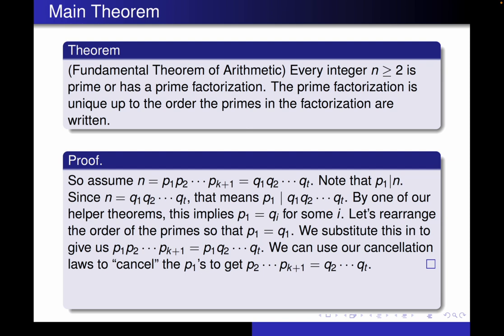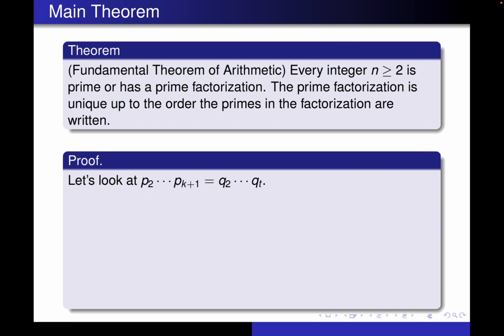And then we can use our cancellation laws. Remember, we had a cancellation law using some factorization techniques that meant when we had the products on both sides, if we had a common factor, we can cancel it out. So we're going to cancel out the p1s on either side to get p2 through p(k+1) is equal to q2 through qt. So let's look at that product. The left-hand side of the equation used to have k plus 1 factors when it had the p1 in there. Now, since that canceled out, it only has k prime factors.